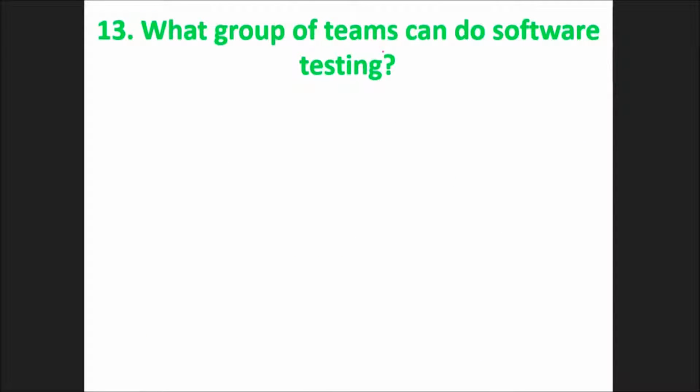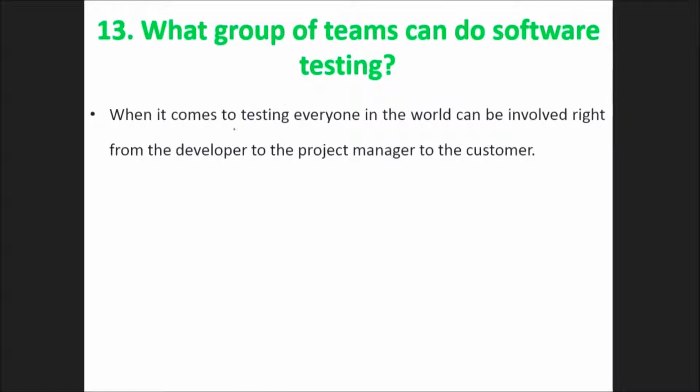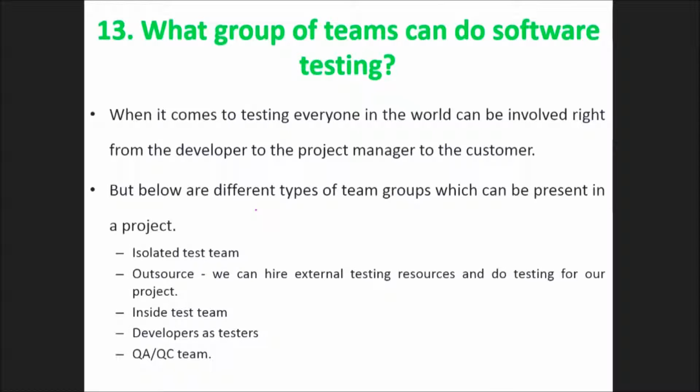So what groups of teams can do software testing? This is a very important question. When it comes to testing, everyone can be involved, right from the developer to the project manager to the customer. Below are different types of team groups which can be present in a project, like isolated testing and outsourcing. We can hire external testing resources and do the testing for our project. With inside testing, we can have developers as testers and quality assurance and quality control teams.